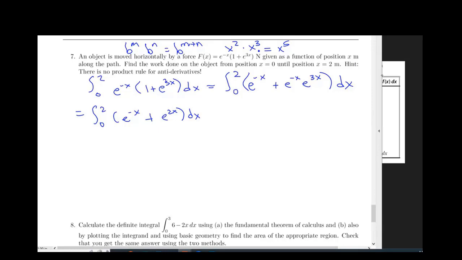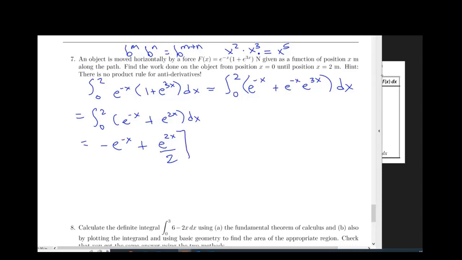And now I integrate. I have minus e to the minus x, because omega is minus 1 here. And then I have plus e to the 2x, and we divide it by 2. And we evaluate this between 0 and 2, which equals negative e to the negative 2 plus e to the 4 over 2. That's when I plug in the 2.